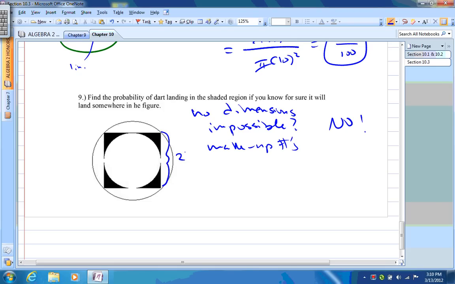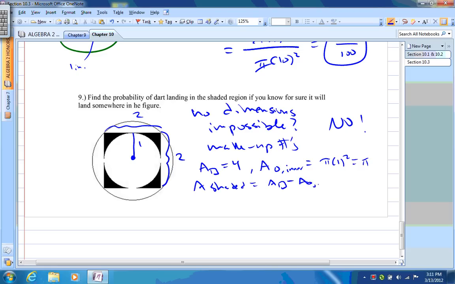Let's say I put the side of the square as being 2. So obviously all sides are 2. So the area of the square is easy. That'll be 4. The area of the inner circle, because if you think about it, the side of the square is 2, half of that will represent the radius, because the side of the square so happens to be the diameter of the inner circle. That'll be pi. So the area of the shaded region is the difference between the square and the inner circle, which will just be 4 minus pi.